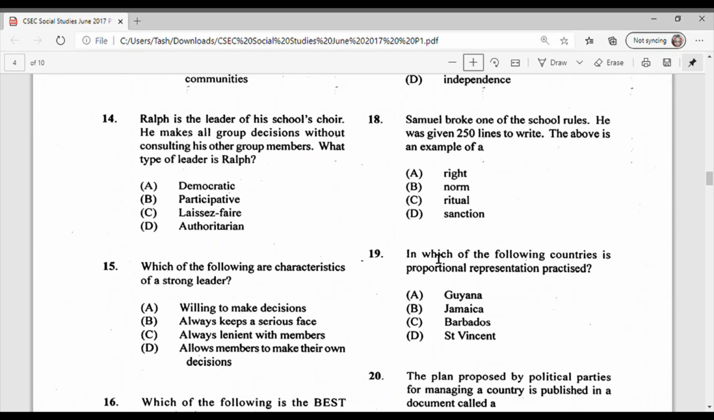Number 18. Samuel broke one of the school rules. He was given 250 lines to write. The above is an example of, so basically Samuel is being punished because of something that he did. It is a sanction for whatever rule he actually broke. So the options are A, right, B, norm, C, ritual, and D, sanction. So your answer for number 18 would have been letter D, which is sanction.